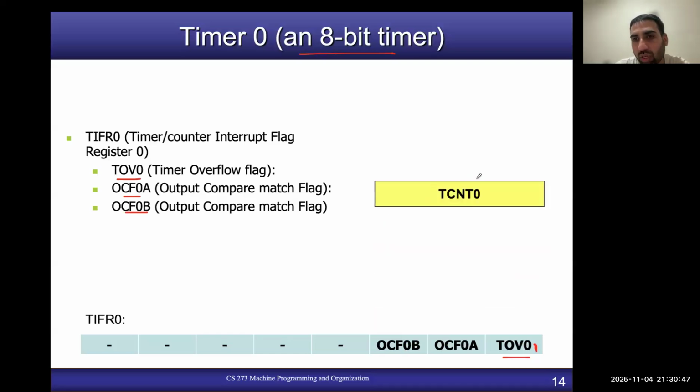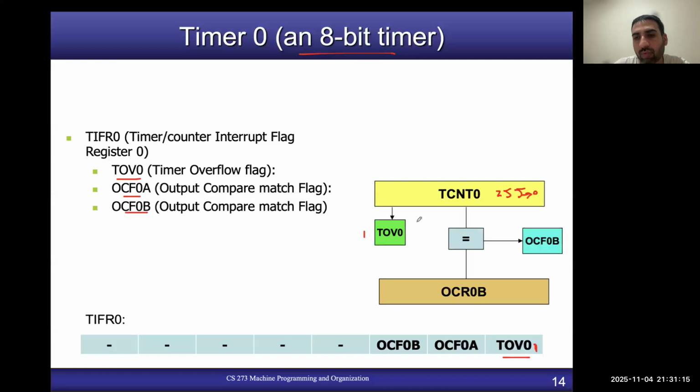So here is how it is working. This is your timer counter 0 register of timer 0, right? You can initialize it with a value, and then on every clock it will increment, right? And when the value changes from 255 to 0, then there will be an overflow, right? So when there is an overflow, this flag will be set equal to 1.